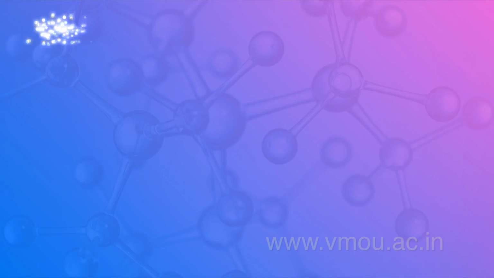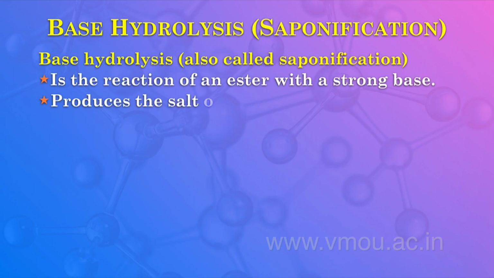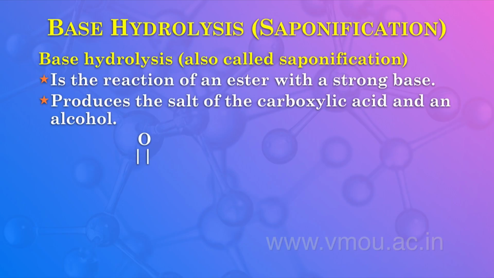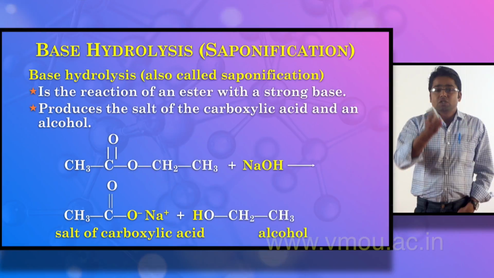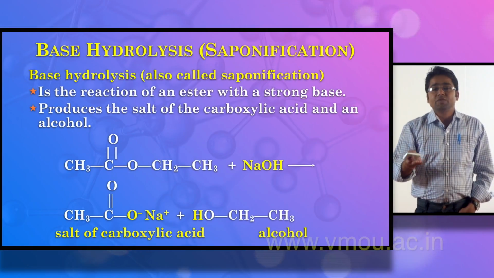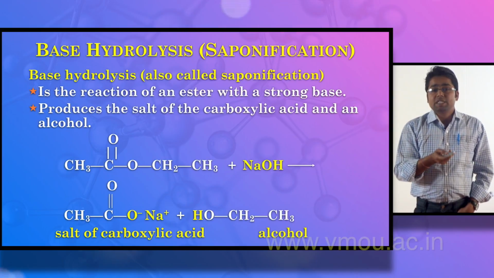And what happens when these esters come into contact with bases? When these esters are reacted with bases, they form salts of the particular base. We have shown an ester reacting with a base and forming a salt, and simultaneously we are getting an alcohol.